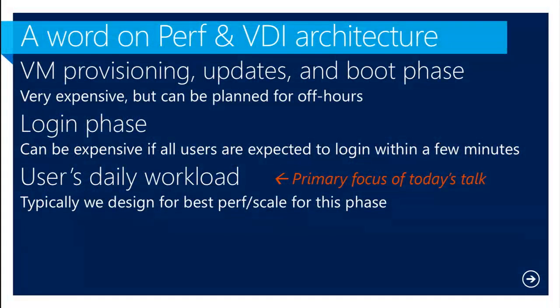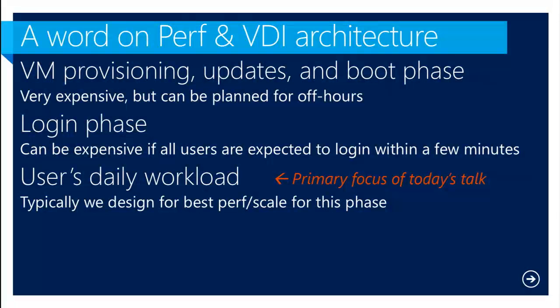When we're talking about perf and scale, it's important to first start with, well, what do we mean by perf? What are the focus areas of a high-performance VDI deployment? There are certain things that are very expensive, like provisioning, creating new collections, updating collections. That's very expensive in terms of required resources. It takes a long time. But fortunately, IT admins can run those off hours.